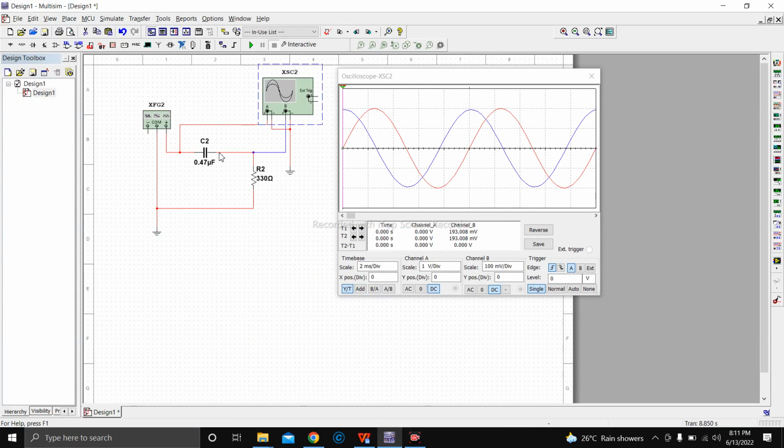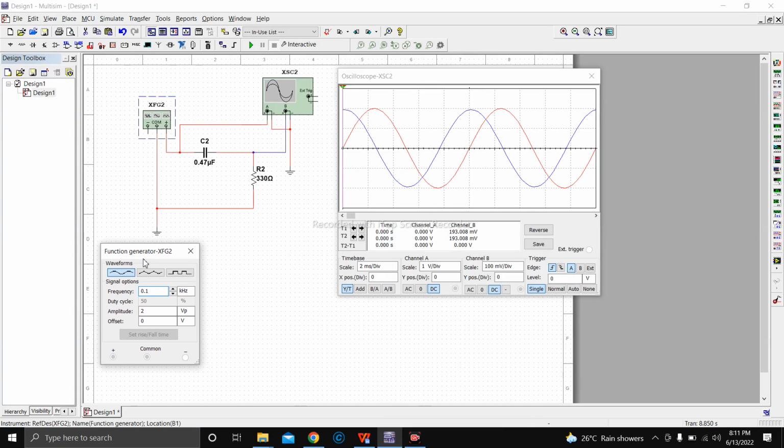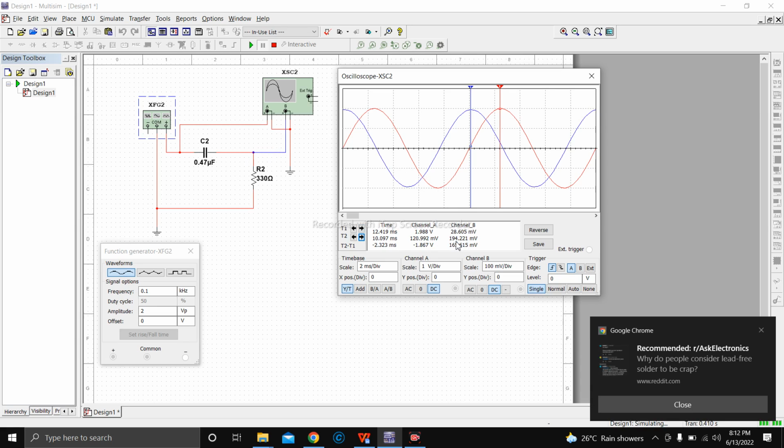Moving on to the simulation, here we have the circuit which has already been drawn, and first we measure for 100 hertz. Run and then stop. We measure the Vmax of the second channel of the oscilloscope. To take the measurement, we need to get the highest value in channel B for V output, which for 100 Hz is 164.221 millivolts.